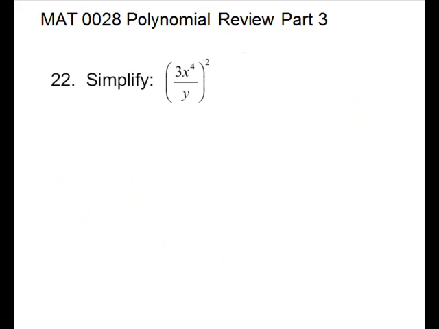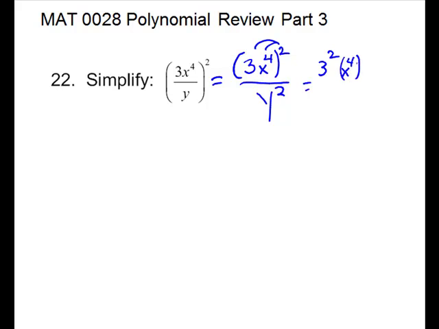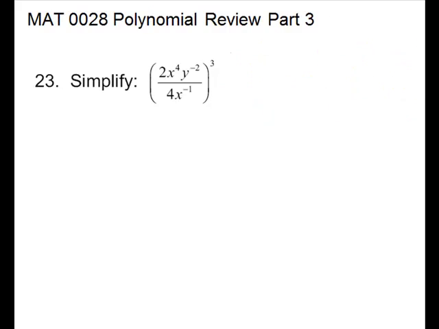Problem 22 is a fraction to a power. You're going to take that outside exponent with the numerator and the denominator, making 2 small problems. And then the numerator you'll need to work out. Product to a power, take the power to each one. So you have 3 squared, x to the 4th squared, which gives us 9. For your variable, keep the base and multiply. And the denominator is already finished. So 9x to the 8th over y squared.